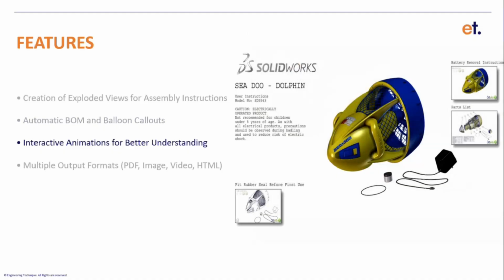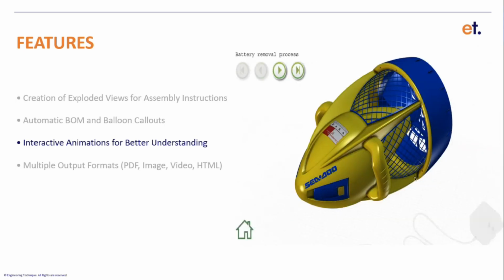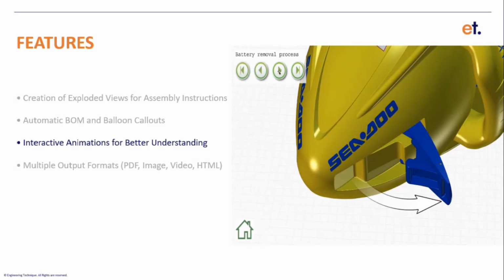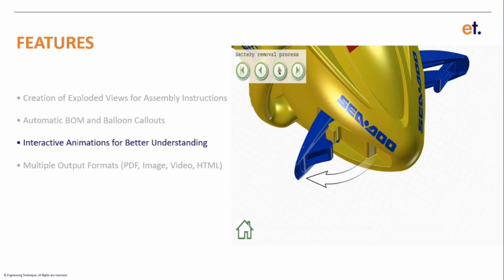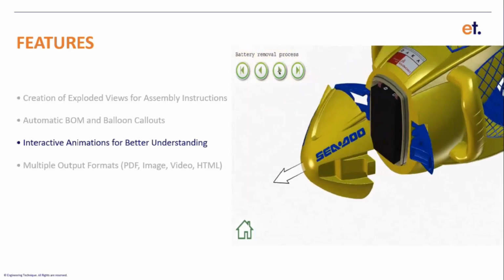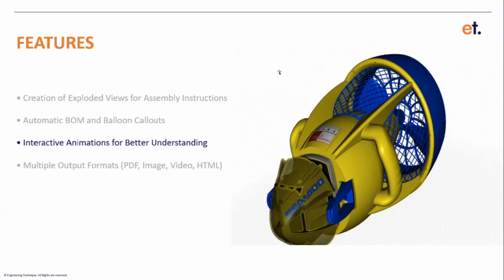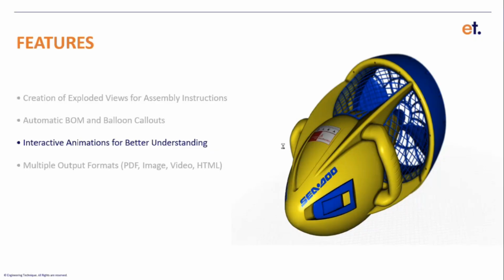Now we will see one of the more important features, which is interactive animation. On the right side, you can see a short animation of the assembly and its working. It's a battery removal process. In Composer, we can create animation to show how parts move, assemble, or function step by step. Users can clearly understand the sequence and working without any confusion. Compared to static images, animation gives a much better and realistic understanding. This is very useful for training, maintenance, instruction, and presentations.